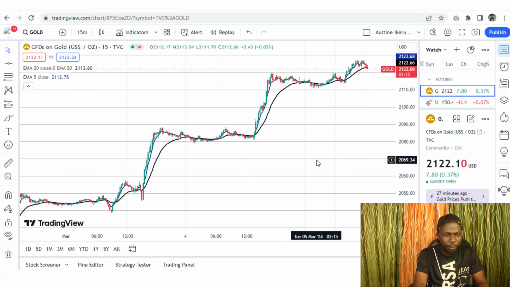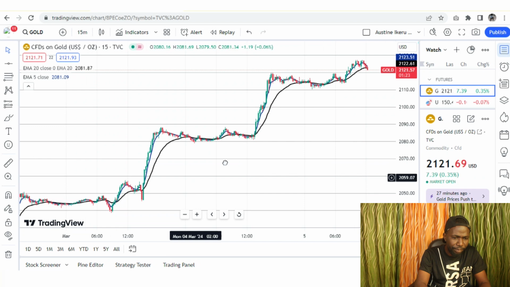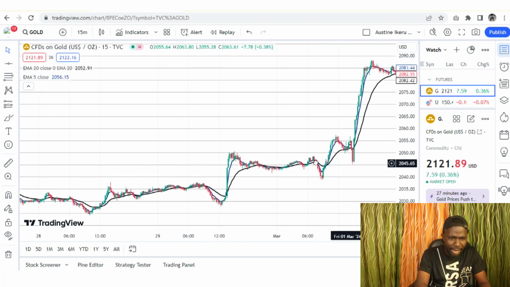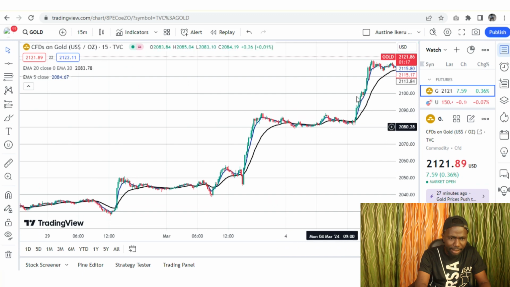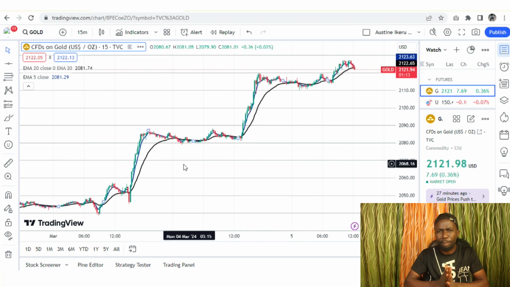So with the help of the moving average strategy, you can know the directional movement of the trend. If you watch, you see that the market is making higher high and higher low. This is what we call higher high and higher low. This is another higher high. So you can see that the price is breaking previous highs consistently.